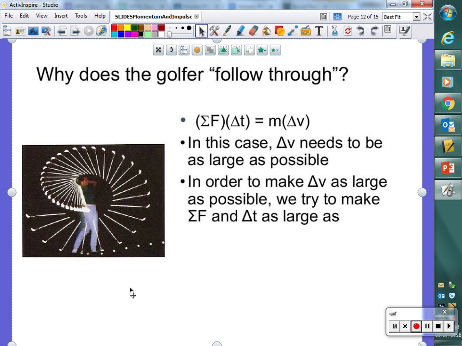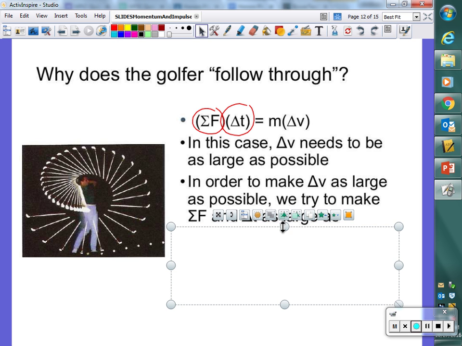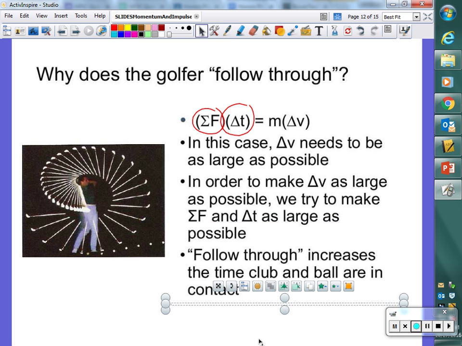So if we make the force big and the time big, the other side of the equation has to increase to keep up, because that's what an equation is, right? Two sides equal. So if we make force big and time big, that makes delta V big. And that results in a longer hit or a longer throw, or whatever it might be. Okay?